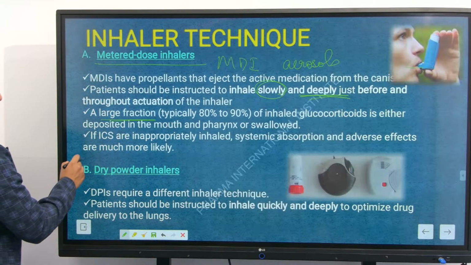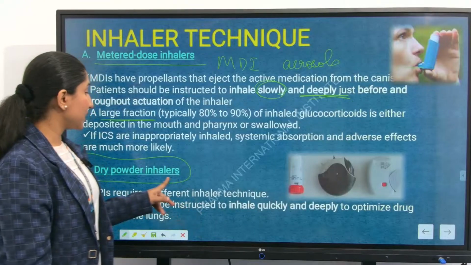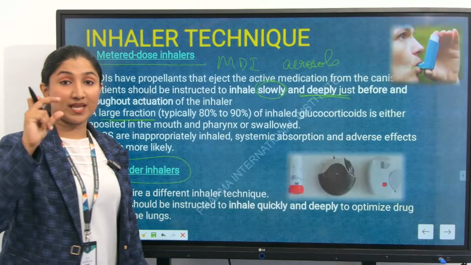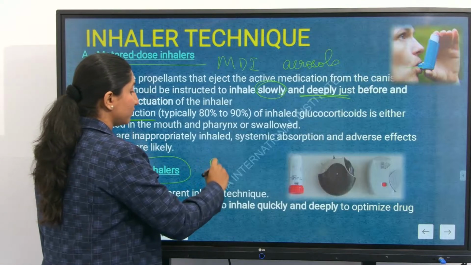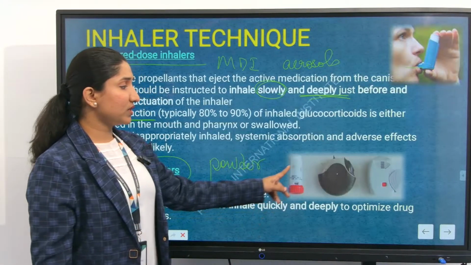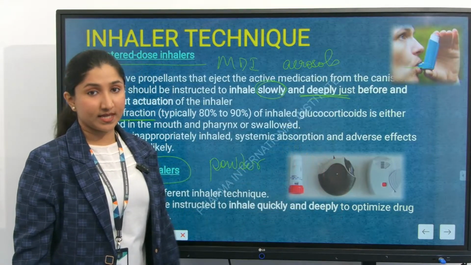Next we have the next type of inhaler, which is the dry powder inhalers. In the case of dry powder inhalers, the drug is placed in capsules, or it's in the powder form, and we use certain devices like this to break open the capsule and inhale the powder inside.